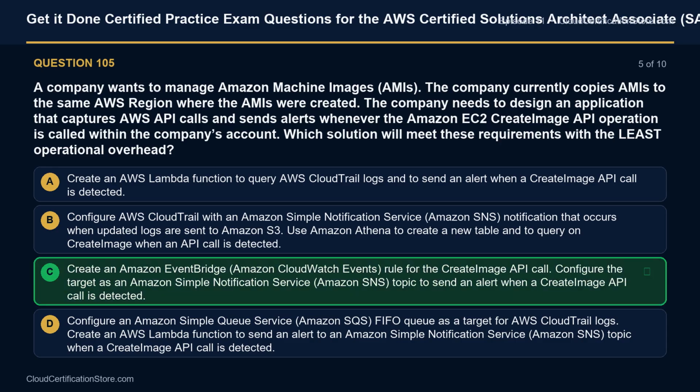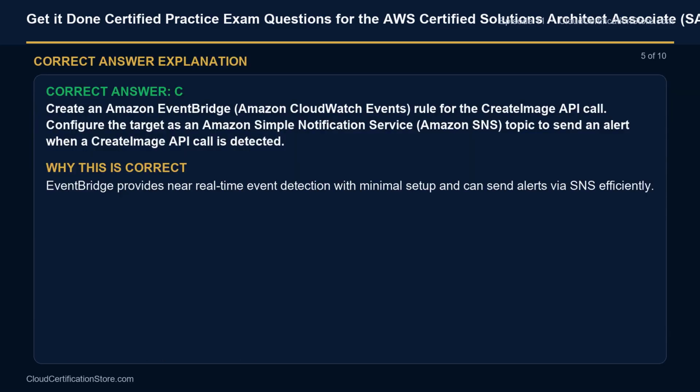The correct answer is C. Create an Amazon EventBridge (Amazon CloudWatch Events) rule for the CreateImage API call. Configure the target as an Amazon Simple Notification Service (Amazon SNS) topic to send an alert when a CreateImage API call is detected. Explanation. EventBridge provides near real-time event detection with minimal setup and can send alerts via SNS efficiently.